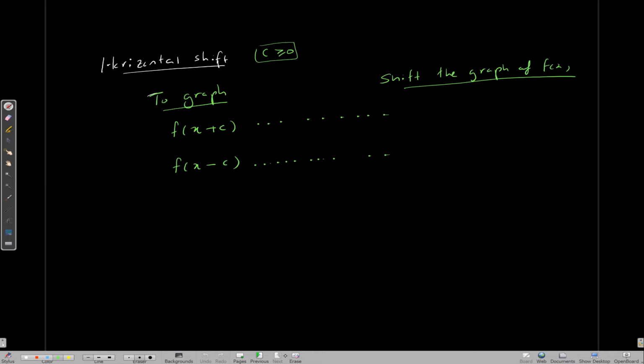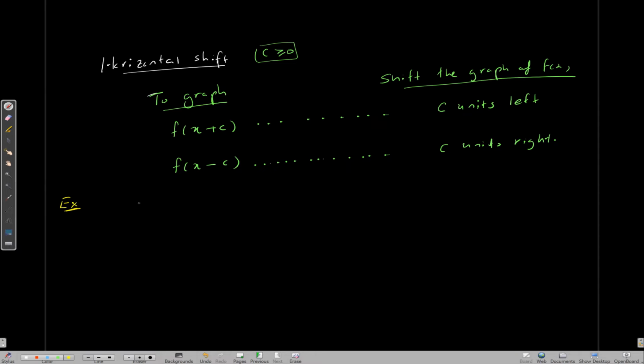So your instinct may tell you the first one is going right, but no, the first one is actually going c units left and the second one c units right. So that's a tricky place to remember. Plus goes with right in this case. Now let's see some examples and let's verify this for ourselves.